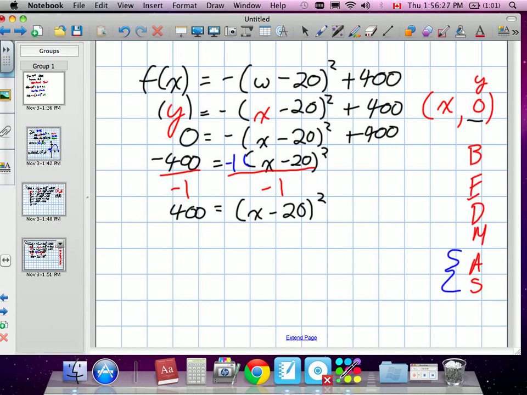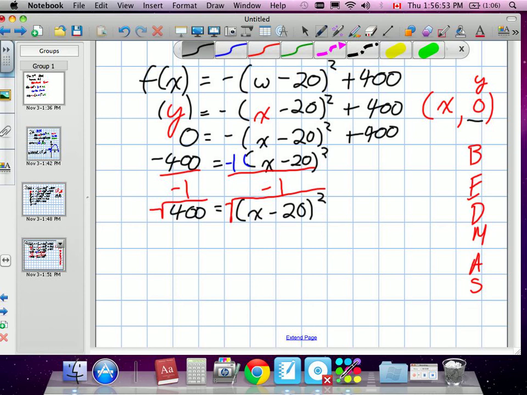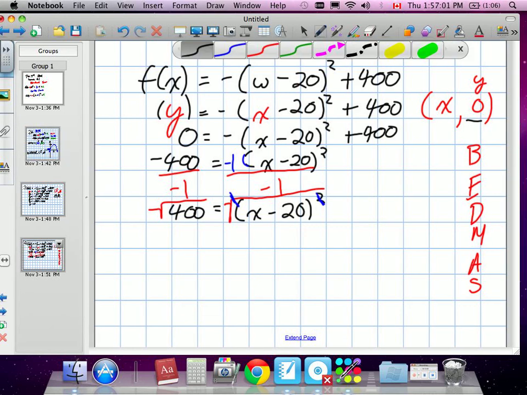what's next in our order? What's the E in BEDMAS? Exponents. We have an exponent, and I need to get rid of it. So to get rid of the power of 2, I need to square root both sides. Yes, you can say there's a 1 in front of x. So we've square rooted both sides. The square root and the power of 2 cancel each other out, and we're left with x minus 20. And the square root of 400 is 20.